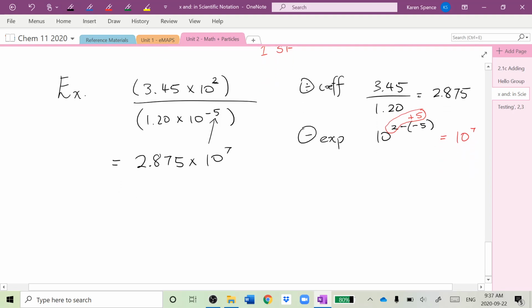Are we in correct scientific notation? Yes, we have only one digit in front of the decimal and it is not a 0. Are we in correct sig figs? Well, go back to your question. 3 sig figs here, 3 sig figs here. Uh-oh, I can only have 3 sig figs in my final answer, so I need to round then to here, and we get 2.88 times 10 to the 7.